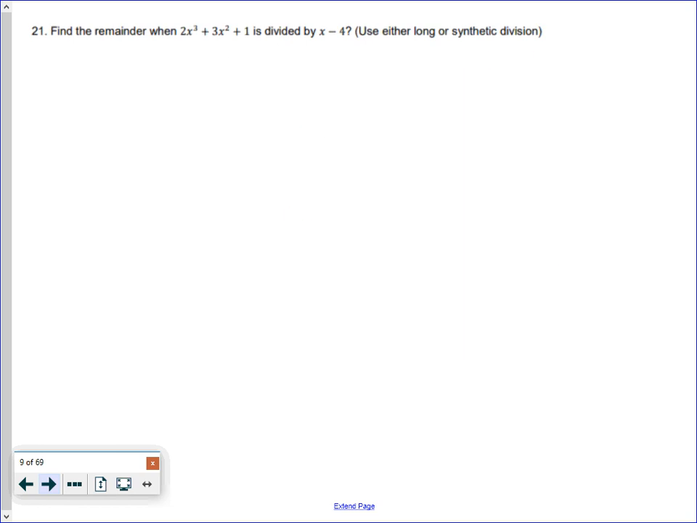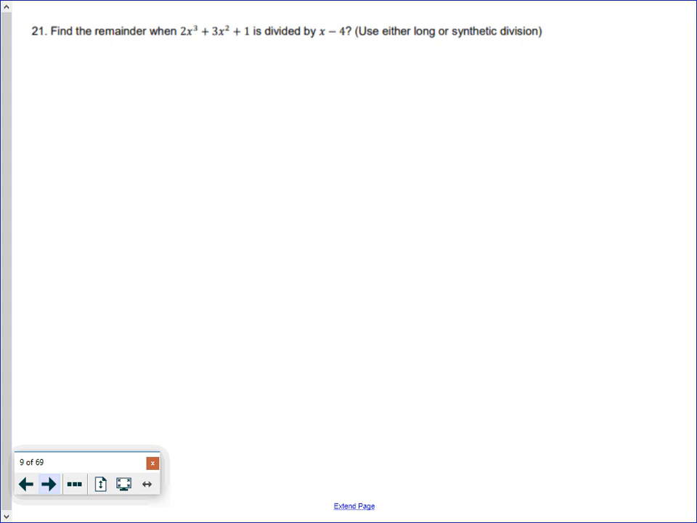We're going to go on to number 21. So for number 21, we need to find the remainder when 2x cubed plus 3x squared plus 1 is divided by x minus 4. We can use either synthetic or long division. We're going to use both.